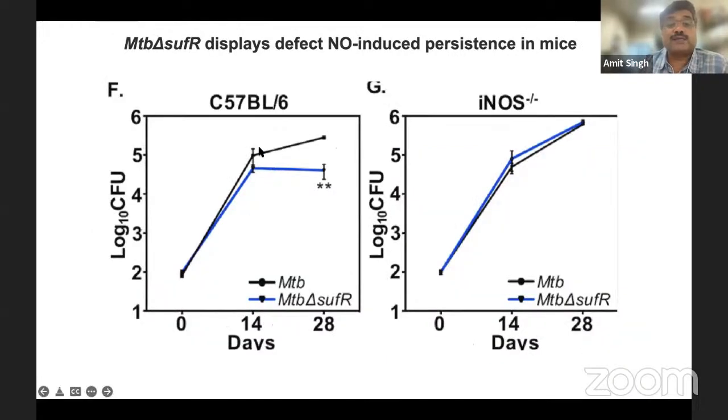We did animal experiments, and this animal experiment is actually very similar to what Amit Pandey has shown at THSTI, where they also figured out that the mutant is defective in persistence. We also found the same thing, but we found that this persistence is actually dependent on nitric oxide. If you take away nitric oxide, using iNOS-defective animals, and you infect with wild-type MTB and the suf mutant, the attenuated phenotype is lost. So this was the overall finding with suf.